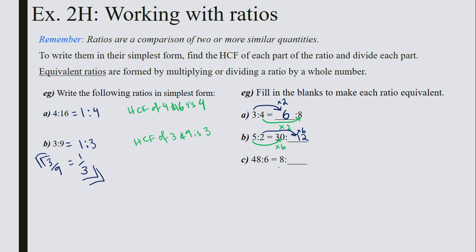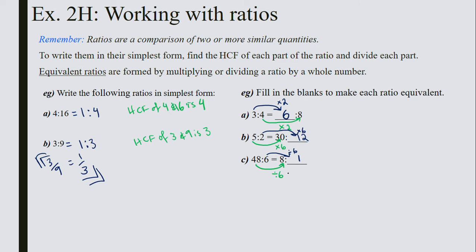48 to 6 equals 8 to something. So what have we done to the 48 to get to 8? Well, 48 divided by 8 is, of course, 6. So 48 divided by 6 gives us 8. We'll do the same to the other side. 6 divided by 6 is 1. So our equivalent ratio, 48 to 6, is 8 to 1, which is similar to what we were doing over here with our simplifying of ratios.